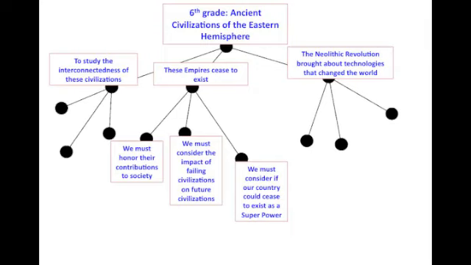Now, at this point, you would continue on, going back to the study of interconnectedness of civilizations, and come up with 3 reasons why that's important. The Neolithic Revolution, come up with 3 reasons why that's important. Someplace along the line, as you're generating all of these reasons, and you're taking your tree to deeper and deeper levels of why, you are going to come upon a problem that you really like. In this case, let's play with this idea that our country could cease to exist as a superpower.